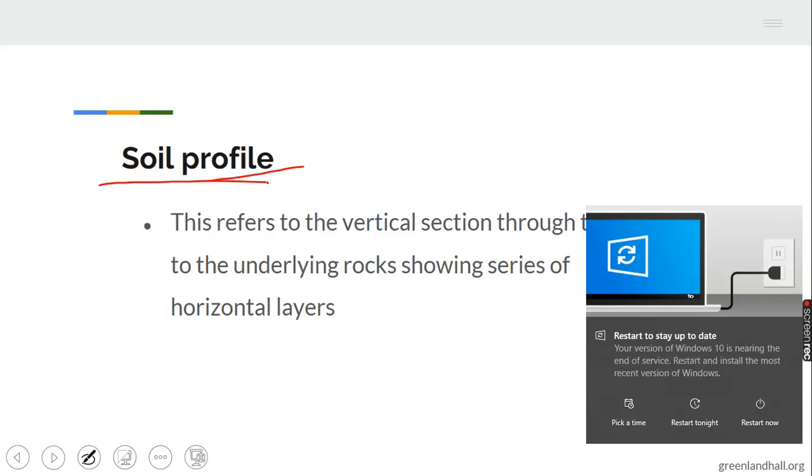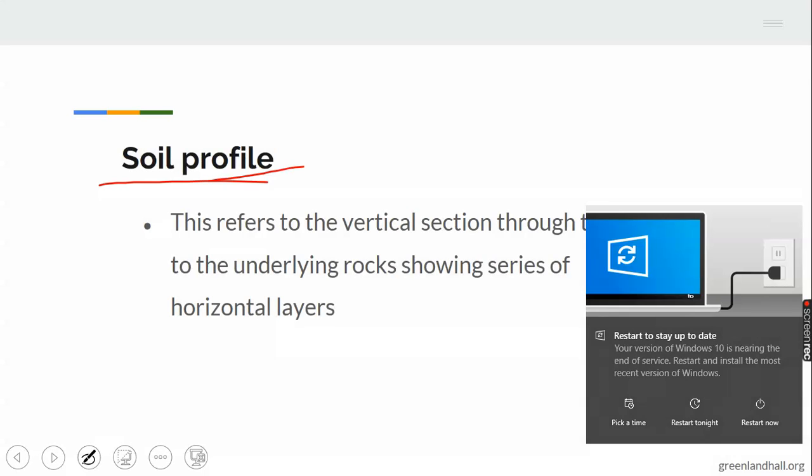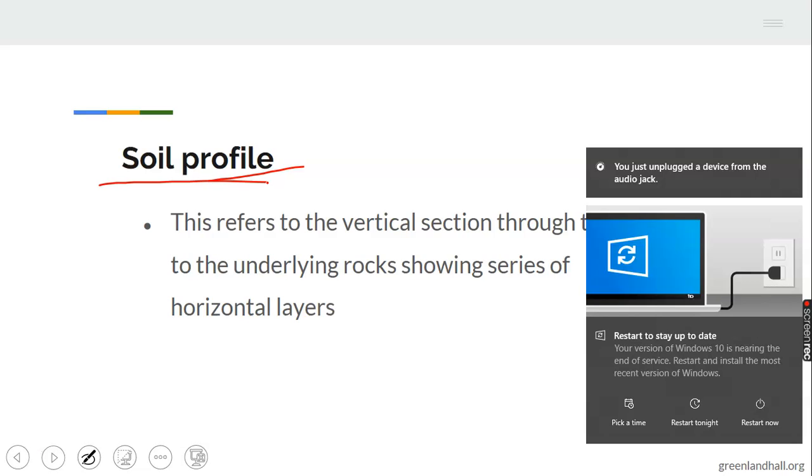Soil profile. Soil profile refers to the vertical section through the underlying rock, showing a series of horizontal layers.